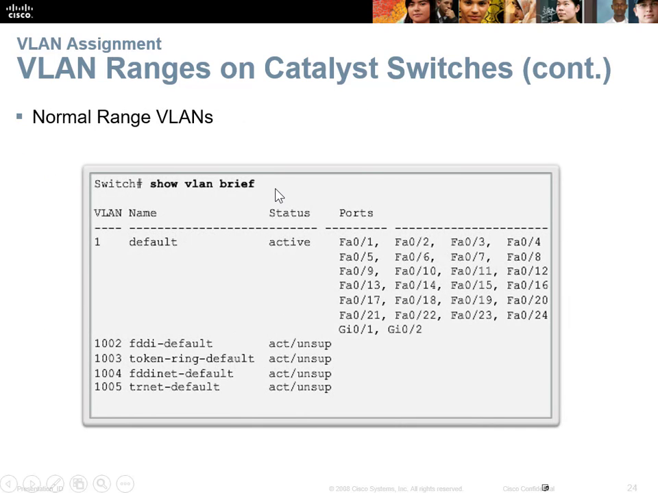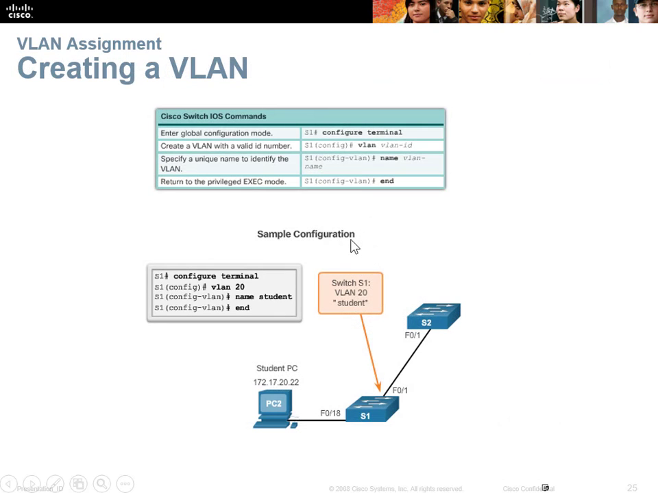If you want to show your regular VLAN view, just do a show vlan brief. And as you can see here, the default has all of your current ports and gigabits on the one VLAN. Creating a VLAN is quite simple. All you do is go config t, or configure terminal, vlan, whichever number, the name of it, and end. So here we have configure terminal, vlan 20, and we're going to call it student.